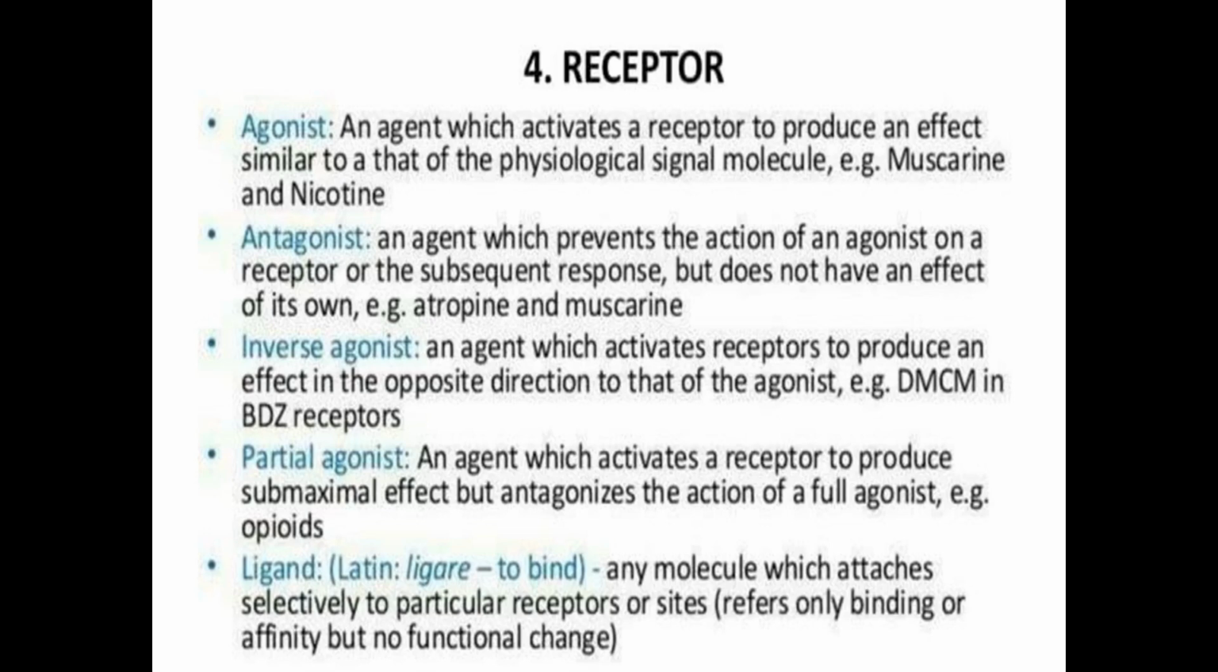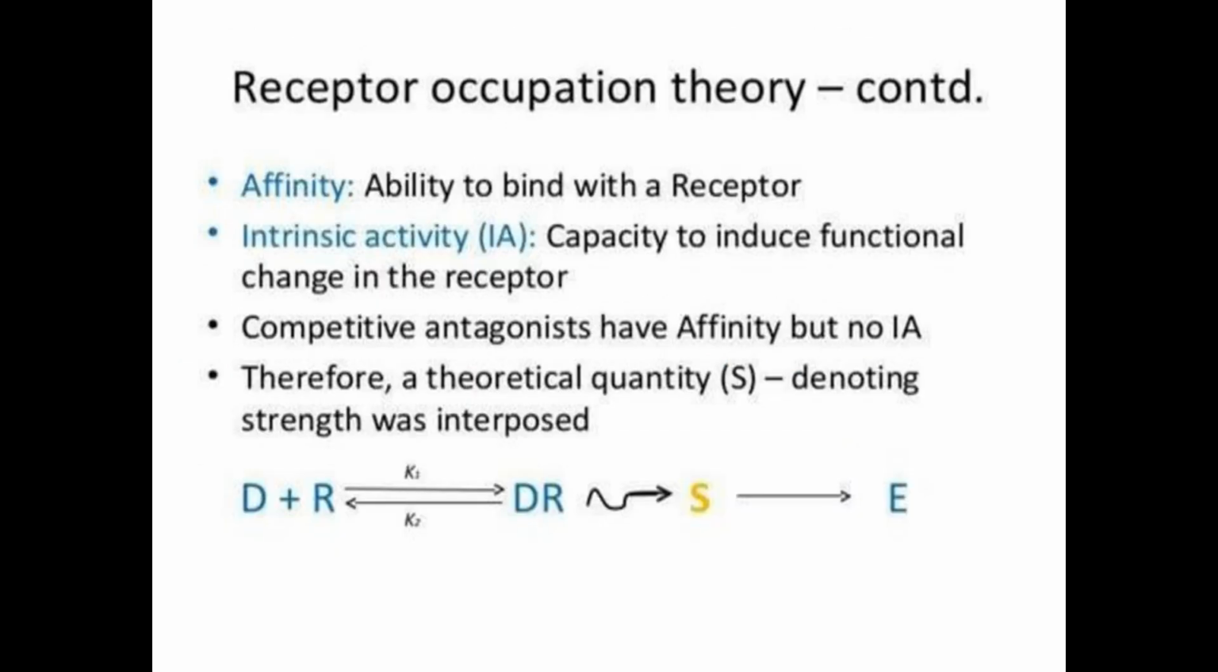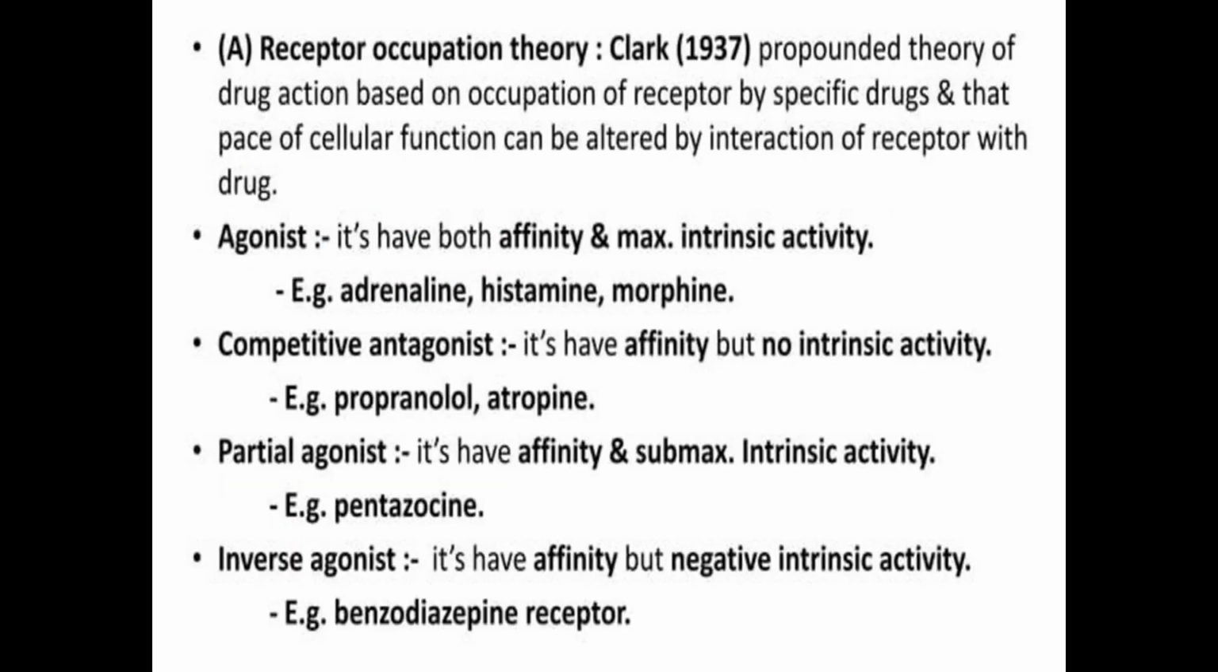And lastly, we have receptors, probably the most well-known targets of drug action. Receptors are like docking stations on cells, and drugs can either activate them or block them. When a drug activates a receptor, it mimics the body's natural signaling molecules, producing a similar effect. This is what we call an agonist, like how nicotine mimics acetylcholine in the brain. On the other hand, an antagonist blocks the receptor, preventing the natural signal from having its effect, like how atropine blocks the action of acetylcholine.